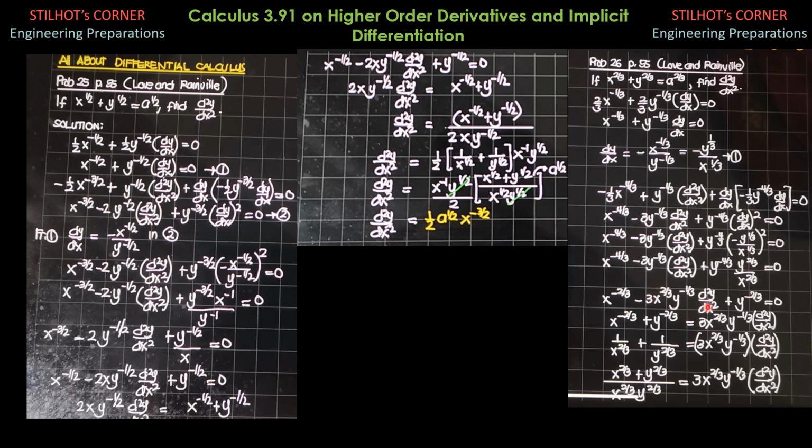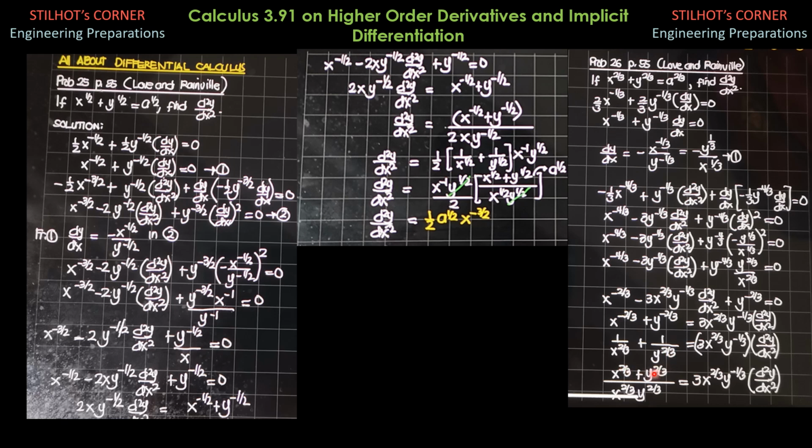So we transpose the second term to the right, it becomes positive 3x to the 2/3 y to the negative 1/3 times the second derivative of y with respect to x, and we retain x to the negative 2/3 plus y to the negative 2/3. Write this as 1 over x to the 2/3 plus 1 over y to the 2/3, which equals 3x to the 2/3 y to the negative 1/3 times the second derivative of y with respect to x. So we just copy the right side. Simplifying by algebra, this is y to the 2/3 plus x to the 2/3, the same as x to the 2/3 plus y to the 2/3, over the LCD, which is x to the 2/3 y to the 2/3, equals, copy the right side.